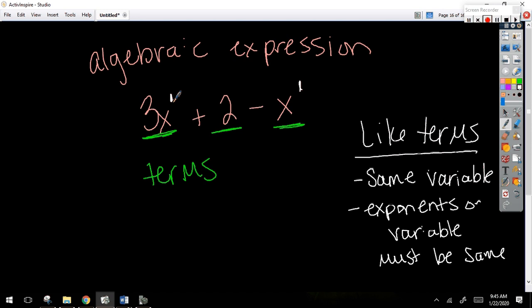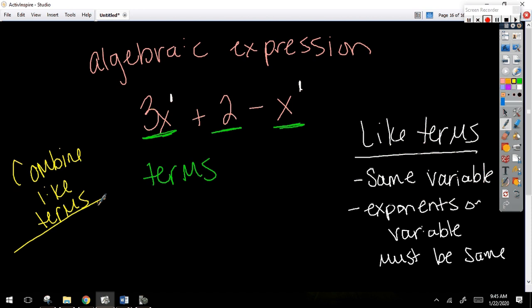How do I put them together? How do you combine? What do you add? Not the exponents. You add the numbers. What are those numbers in front called? Starts with C. Coefficients. We combine the coefficients and leave the variable alone.